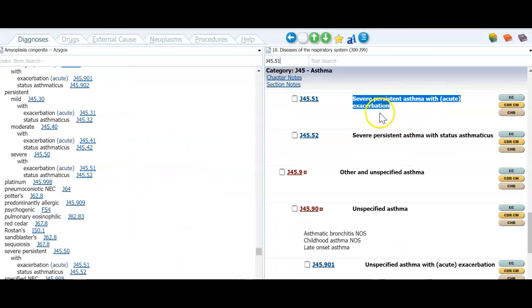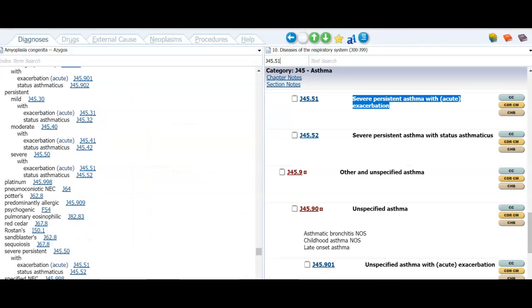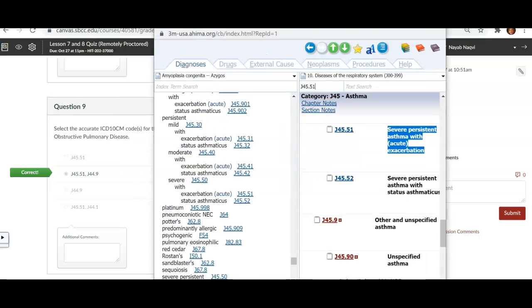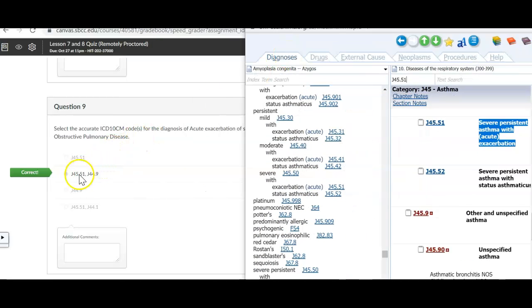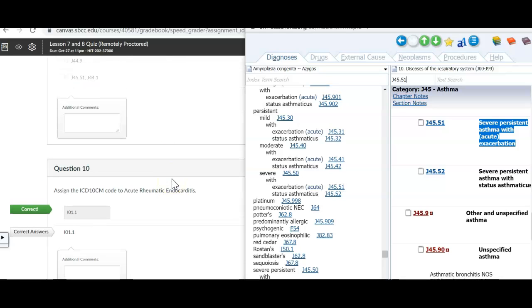Just look at our notes. We don't have any notes, but we did also want to code the asthma with the COPD. So here we have two different codes, and the reason that we do is because one code does not give us the whole scenario of what we need to code. That means we need to have two diagnoses for that one.